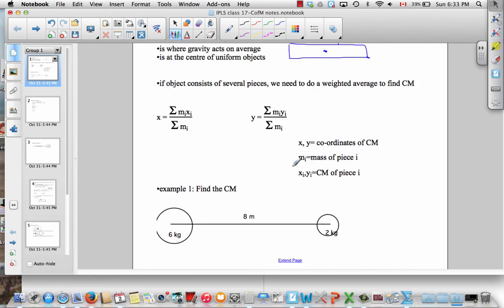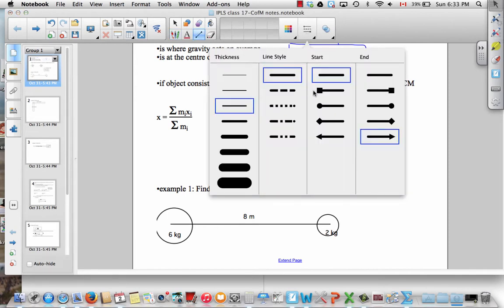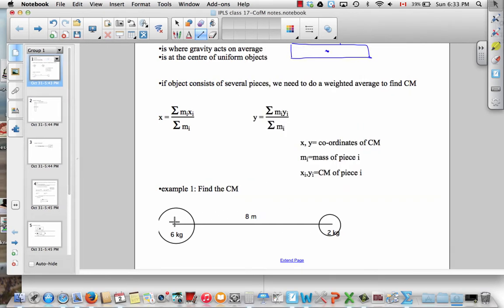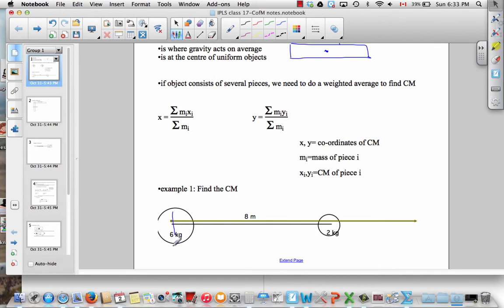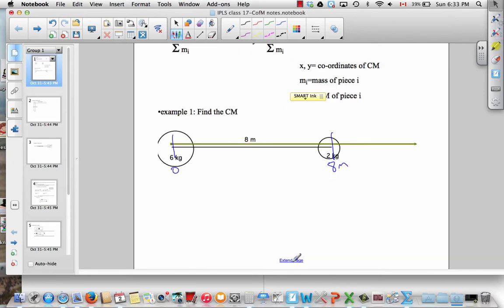So here is an asymmetric object, and we're going to find the location of the center of mass. The first thing to do is to set up an axis. So we'll let this be our x-axis. Then clearly one piece here is at the 0 coordinate, another piece here is 8 meters along. So for the x-coordinate of the center of mass, we do the weighted sum, mass of piece i times location of piece i, divided by the sum of the masses.